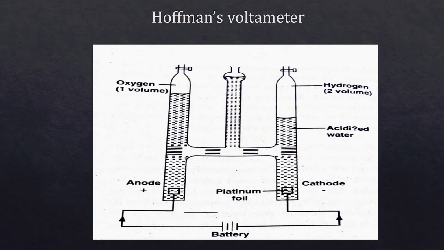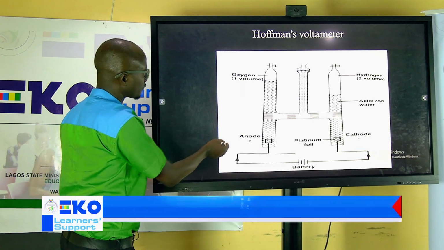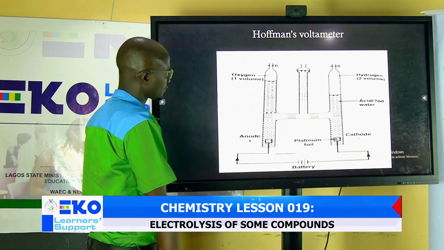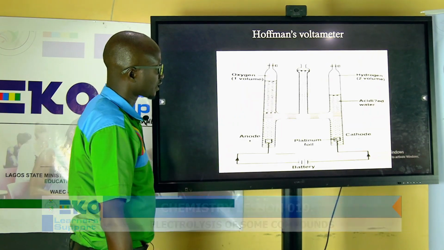That's the Hofmann's voltameter. As you can see, as we have said before, we have 2 volumes of hydrogen as compared with 1 volume of oxygen. So this is what we have said before. Oxygen is discharged at the anode and hydrogen is discharged at the cathode.